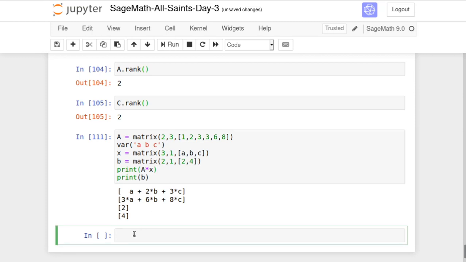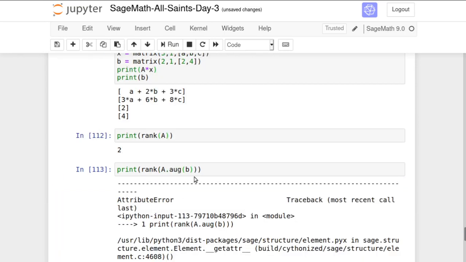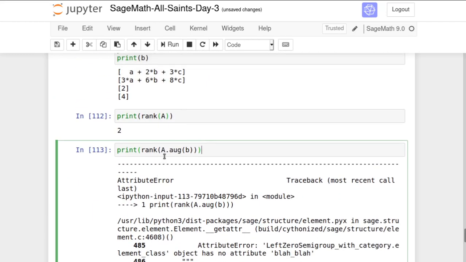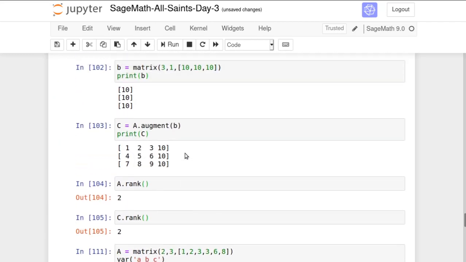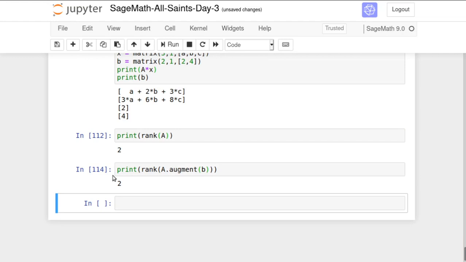So we will check the rank first to see if this is solvable. Rank of A is 2. Print rank of A dot augment B. Augment. Okay. A dot augment B, that is also 2. Therefore, a solution is definitely there.